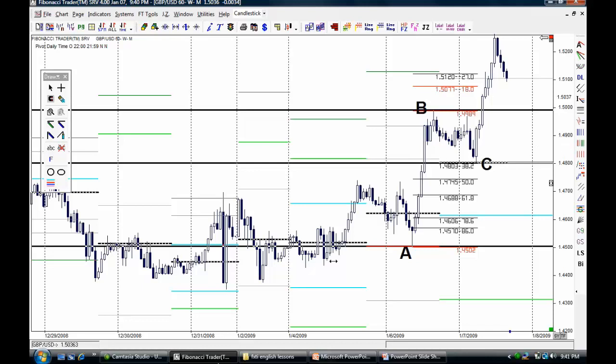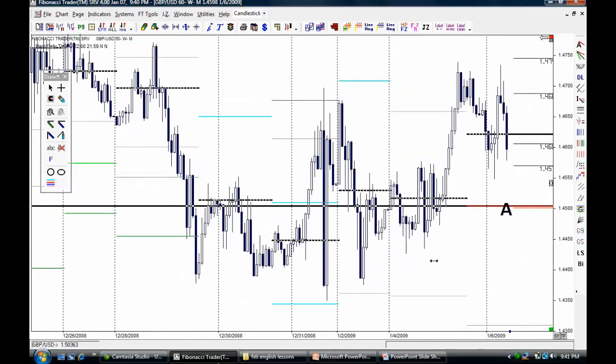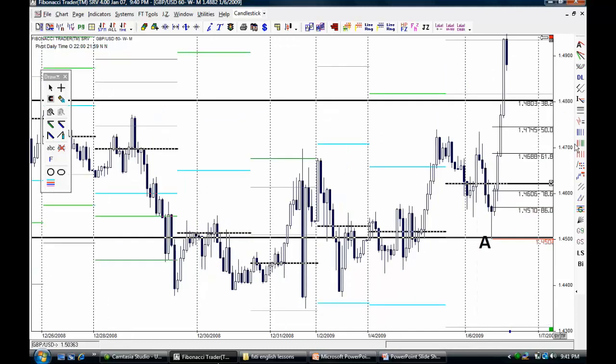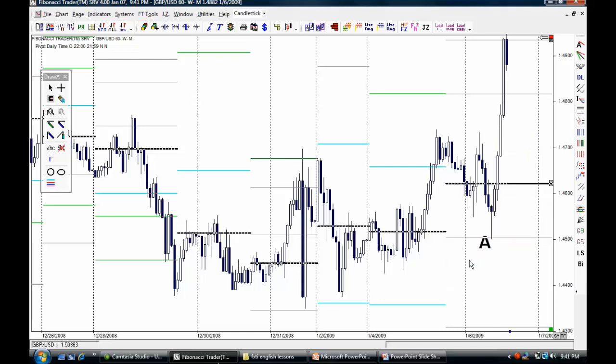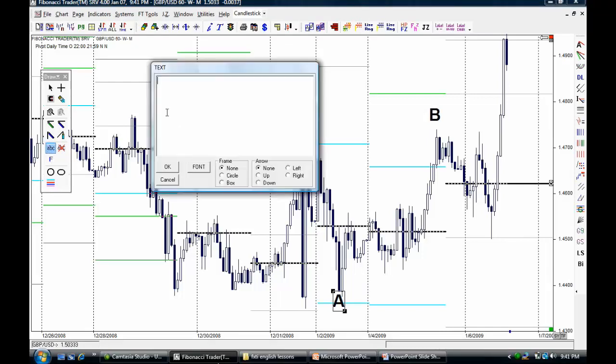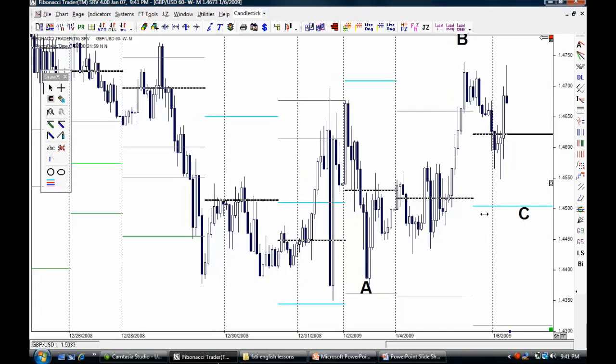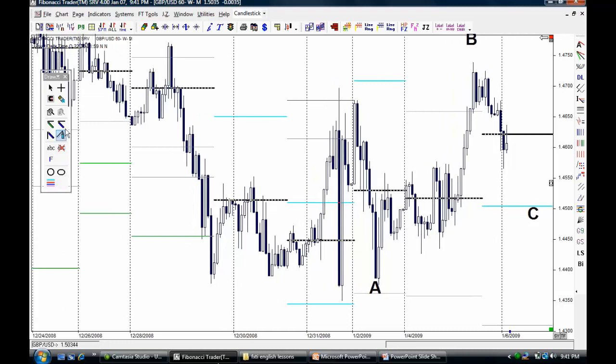Now, let's look at another example. If we place this back, and here's another great one, let's erase all these tools. Let me erase these lines. Now look at how here we had an A, and then we had our B, and the market pulled back to C, and then we were looking, where is this? This is our new range.